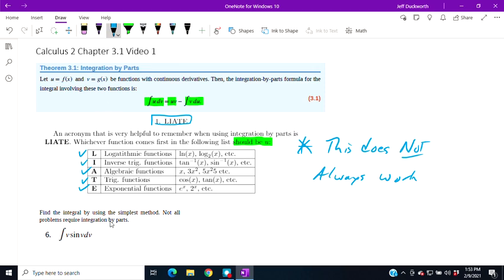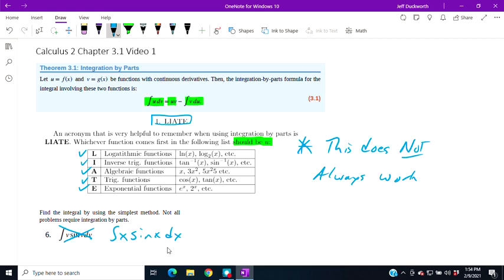All right, so your homework gives you some questions. I've put one down. It says find the integral by using the simplest method. Not all problems require integration by parts. This one is going to. However, they've used a v instead of an x. I'm going to change this to be the integral of x sine of x dx. I don't want you to get confused with the u's and the v's. You can use any two letters for u and v that you want, similar to u substitution. You can use a v substitution if you want, that sort of thing. But for the first problem, I'm going to change what the book has and just make it x.